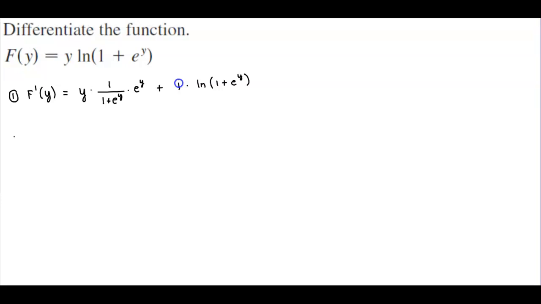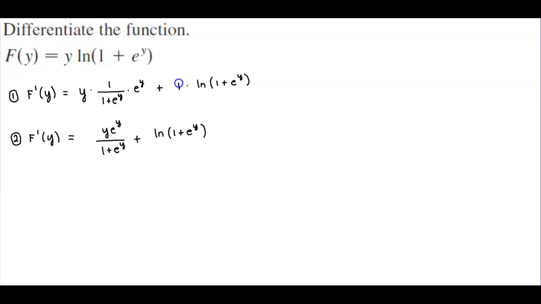So therefore, we have f prime of y, which is equal to, in the numerator, y times 1 times e to the y, which is y e to the y, over 1 plus e to the y, plus 1 times the natural log of 1 plus e to the y, which is the natural log of 1 plus e to the y. And therefore, that is our derivative of the function.